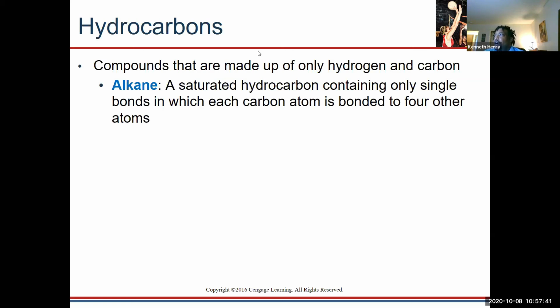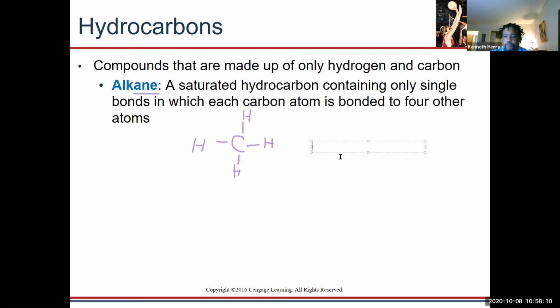Alkanes. Alkanes are saturated with carbons. That basically means you only have single bonds with your carbons and your hydrogens. So for instance, if I have CH4, this is called an alkane. Its name is methane. If I have C2H6, all single bonds, this is called ethane.